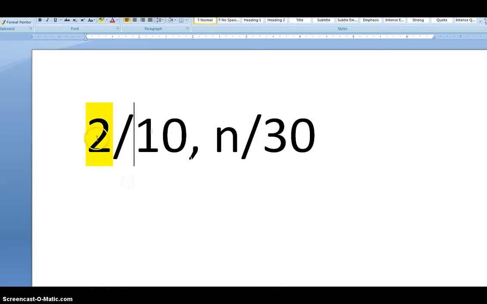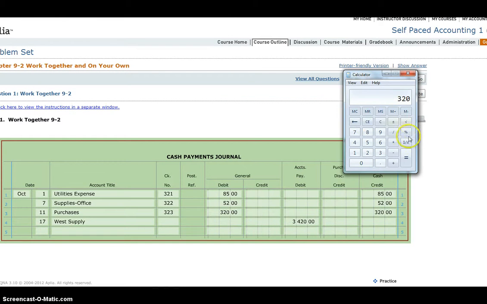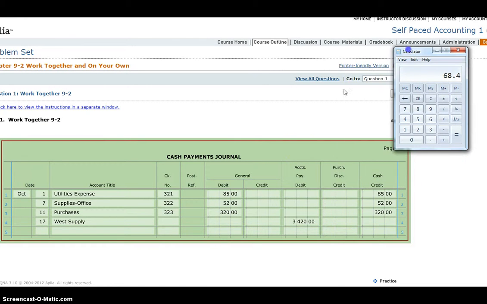Okay? Now, we're paying early. We're paying within 10 days. So we get a 2% discount. Now, if we don't pay within 10 days, we have to pay the full amount. So this really depends on whether we're going to pay early or not. So how this is calculated is that we take the total amount that we owe them and we multiply that by 2%, 0.02. And we get a $68.40 discount. This column right here, the purchases discount credit column, this is for our discount.